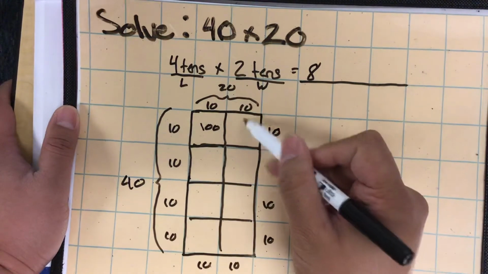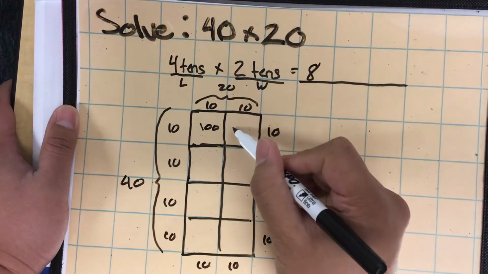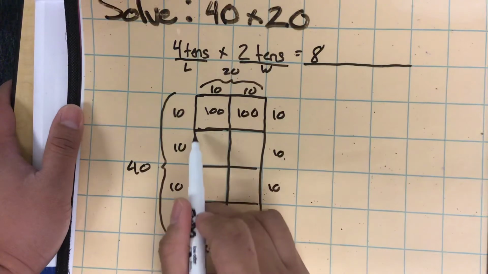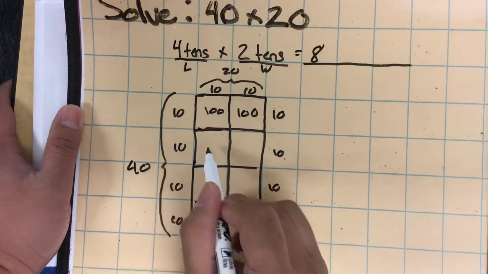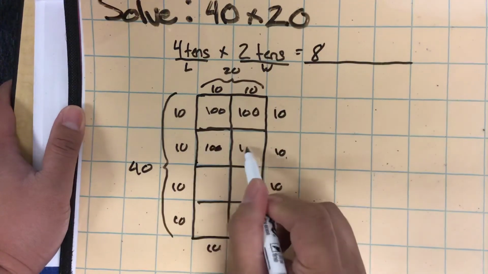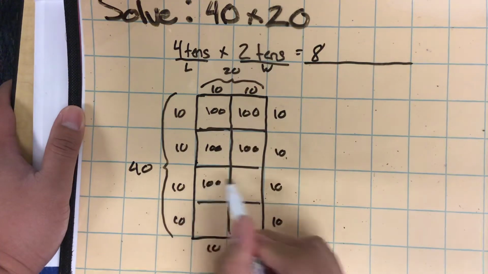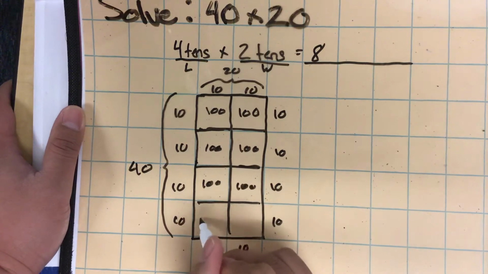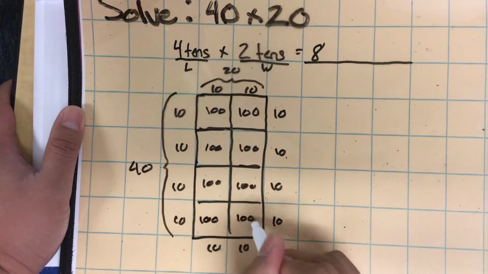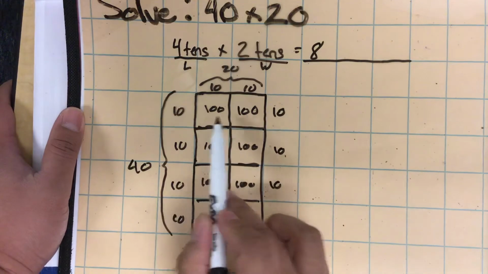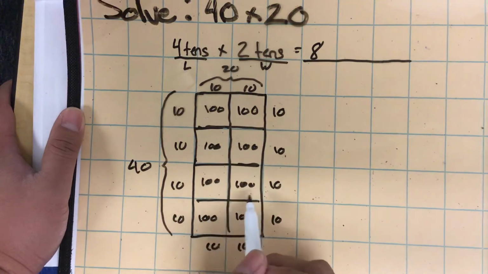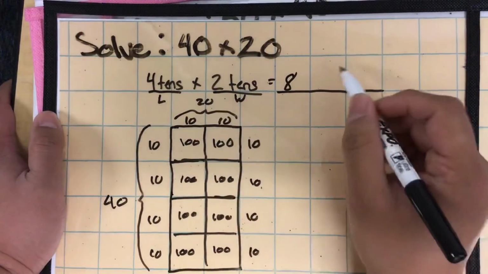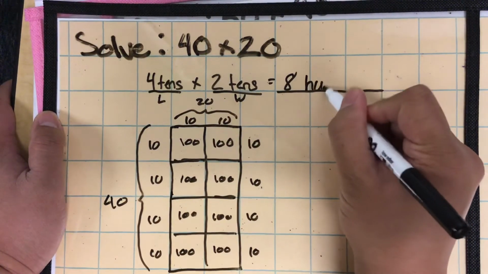And then look, this box also is 10 times 10. Well, what's 10 times 10? 100. Each box that we see here is always going to be 10 times 10. So that's another 100, another 100. We're going to keep going because each of these is always 10 times 10. So each box is 100, so that's 100, 200, 300, 400, 500, 600, 700, 800. So 4 tenths times 2 tenths equals 8 hundredths.